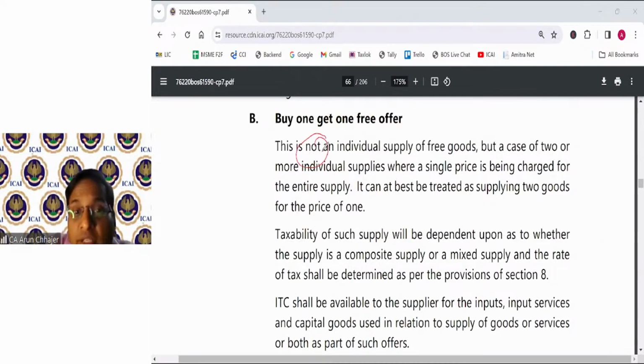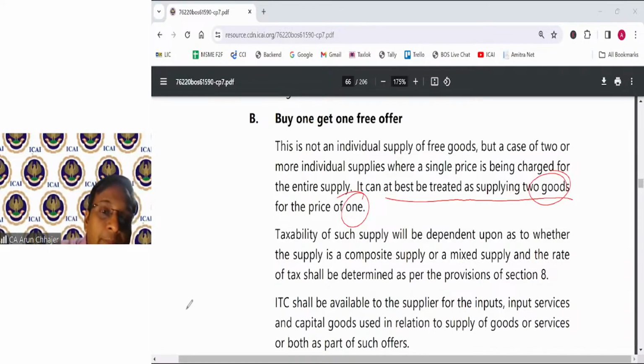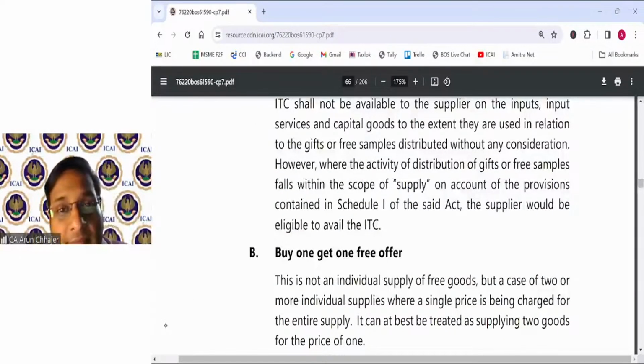Now, it says that this is not an individual supply. This is not that you are giving one item as free of cost. No, it is two or more individual supplies where a single price is being charged. It can at best be treated as supply of two goods for the price of one. If we are saying two goods for the price of one, what will come to your mind?